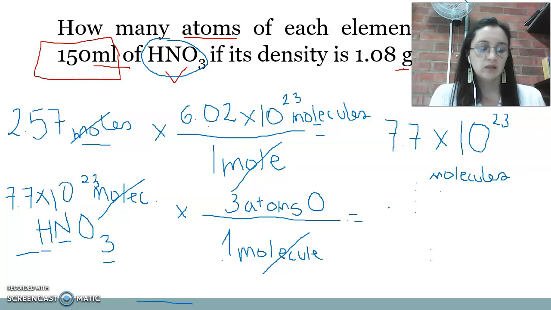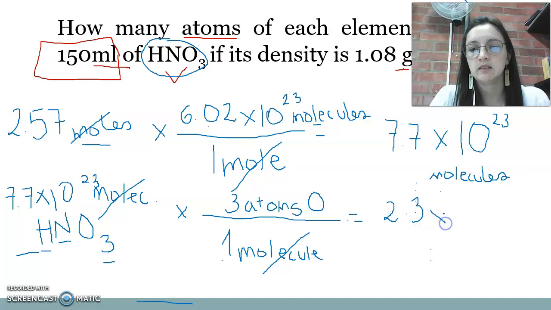So in this case, we just need to multiply the number we got previously by 3, which is going to be 2.3 times 10 to the 24.